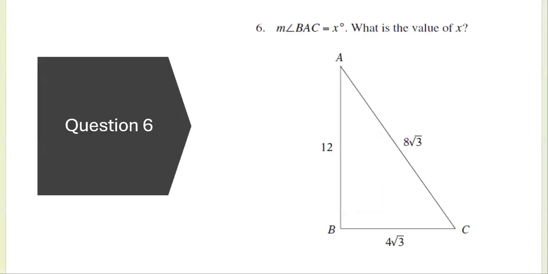Question 6, measure of angle ABC is equal to x. What is the value of x? All right, so BAC is x. They don't give us any angles in this triangle. So what do we do? Is it a special triangle that we should know? What are the two special triangles? 45, 45, 90, and 30, 60, 90. Those are the most common ones that this exam tests.